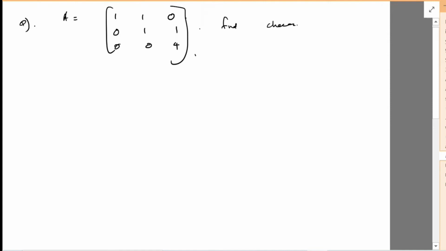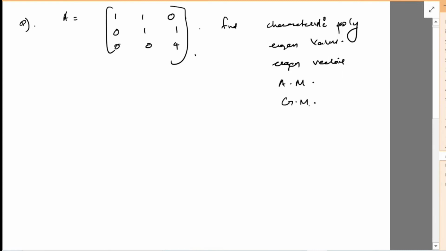Find the characteristic polynomial, eigenvalues, then eigenvectors, algebraic multiplicity, and geometric multiplicity. Find all these values. Starting from the characteristic polynomial, then find the eigenvalues, then corresponding to each eigenvalue, we can find the eigenvectors, then find the algebraic multiplicities of the eigenvalues, and also the geometric multiplicity of these eigenvalues. So what will be the characteristic polynomial?